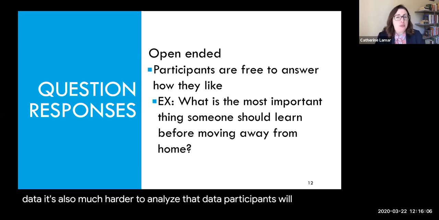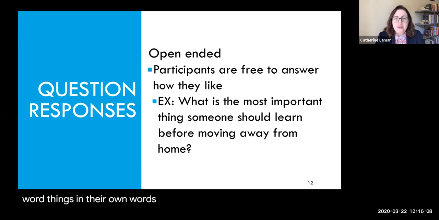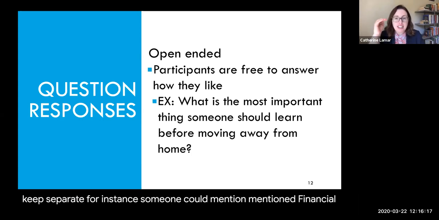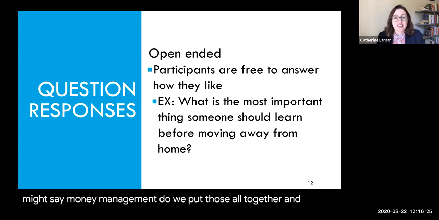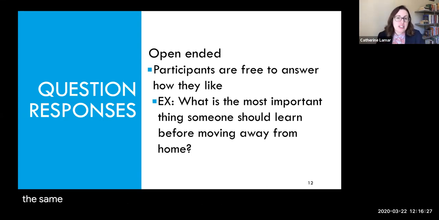Participants will likely word things in their own words. And so we have to decide how to categorize participant responses, how to group things together, what to keep separate. For instance, someone can mention financial competency. Someone else might say financial skills. Someone else might say money management. Do we put those all together and call it the same thing? Or do you think those things should be separated? That's up to the researcher. And the researcher has to go through a lot more work to analyze open-ended questions.